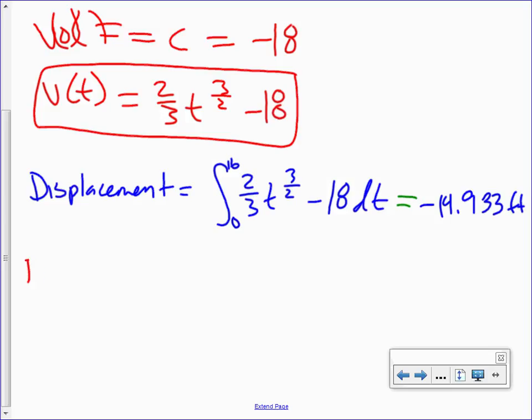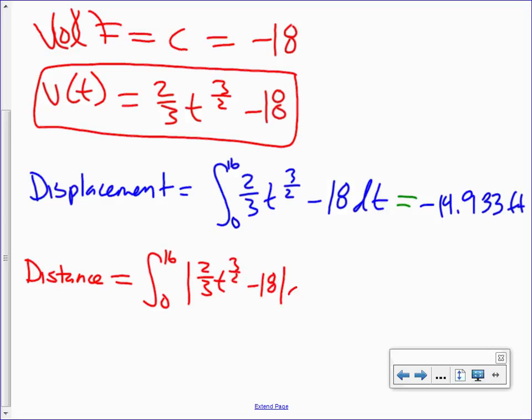Okay, so the distance would be the same thing except the absolute value of 2/3 t to the 3/2 minus 18 dt.